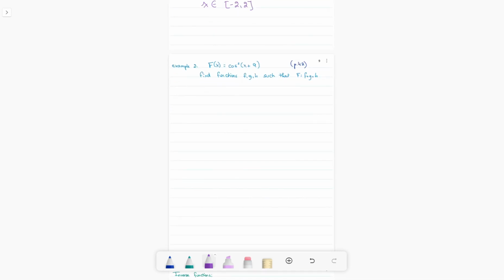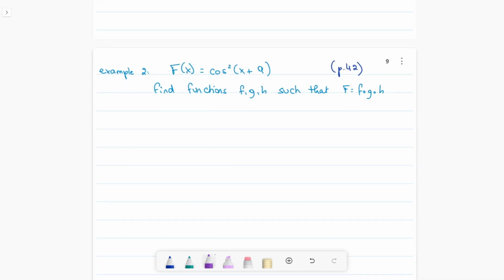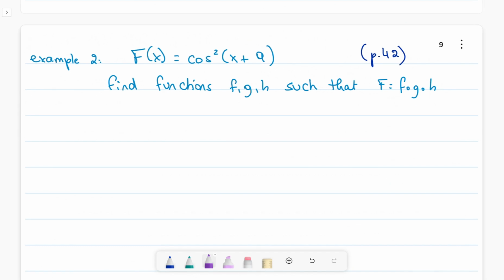And now let's move on to another, slightly trickier example. Let's look at this function, F of x equals cos squared of x plus 9, and we would like to find functions f, g, and h such that big F equals little f of g of h. This question might be a bit tricky, but just by looking at it, one thing we might notice is that one of the functions will probably be cosine of x.